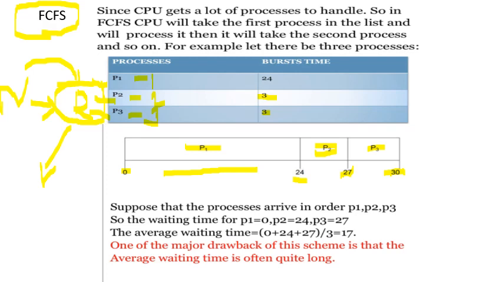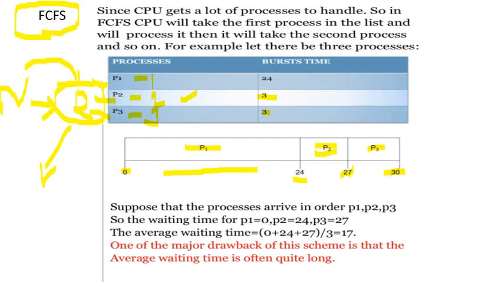As you can see, the waiting time for P1 is 0, because as P1 arrived it started executing. For P2 the waiting time is 24, because even though it arrived at 2 milliseconds, it waited up to 24 milliseconds. The waiting time for process P3 is 27 milliseconds. For the average waiting time, you need to sum up all these waiting times and take the average.